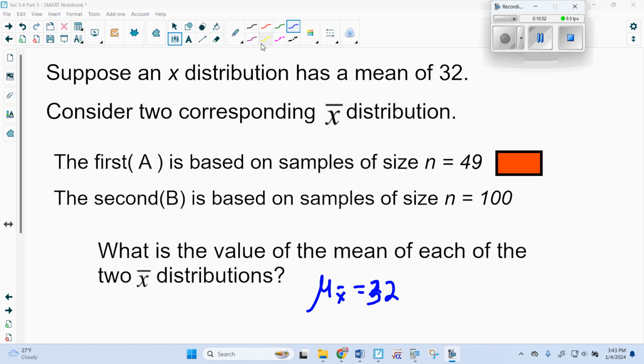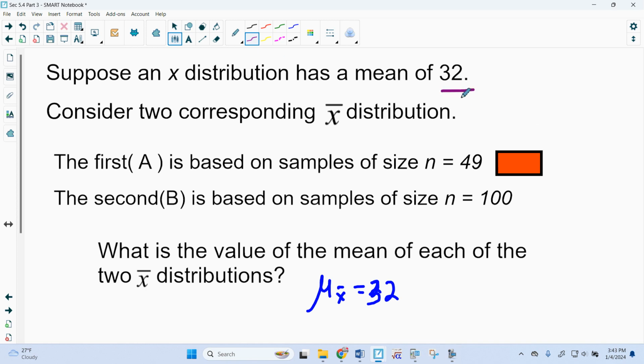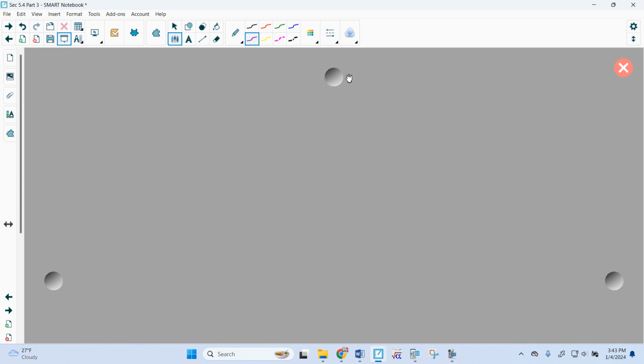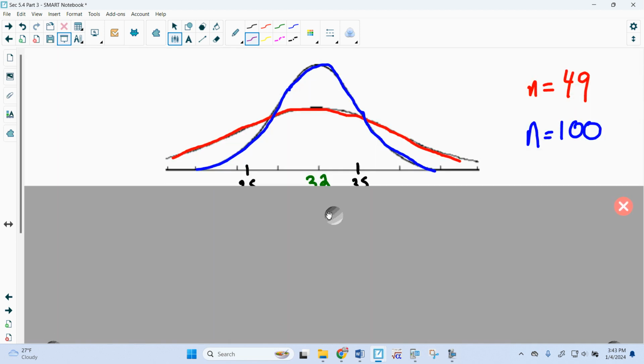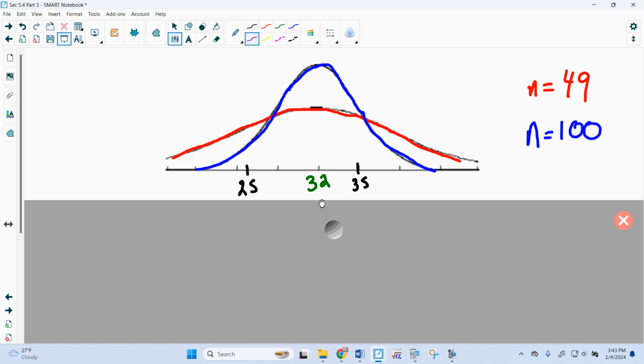All right, as we come back and look at these, suppose the sample mean is 32, which means our x bar distributions, our mu x bar is the same for both of them. They are both 32. For our graphs, our red graph is going to be 49. Our blue graph is going to be a 100. So because we have a bigger sample, the smaller standard deviation, which means it's narrower in the middle.